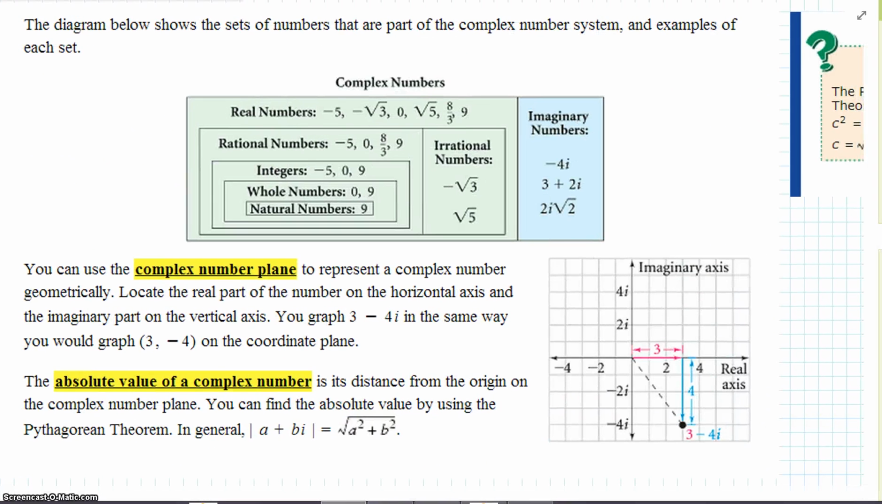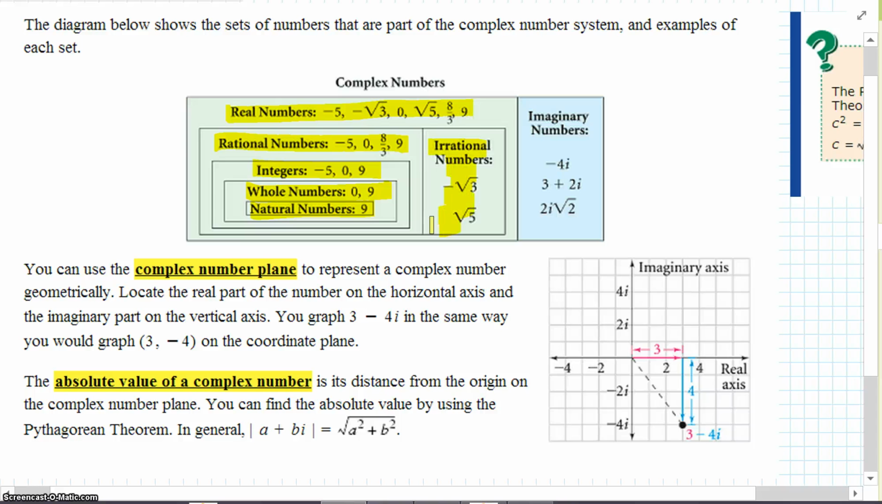The diagram below shows a set of numbers that are part of the complex number system. We've done this before. We start with the natural numbers, the whole numbers, the integers, the rational numbers, the irrational numbers, which are all real numbers, and then now imaginary numbers, anything with an i in it. So you can use the complex number plane to represent a complex number geometrically. Locate the real number on the horizontal axis and the imaginary part on the vertical axis. So you can graph 3, negative 4i in the same way you'd graph 3, negative 4 in the coordinate plane.